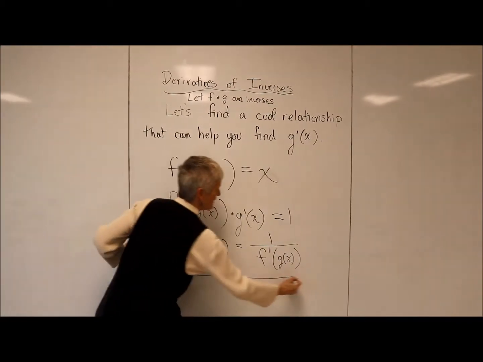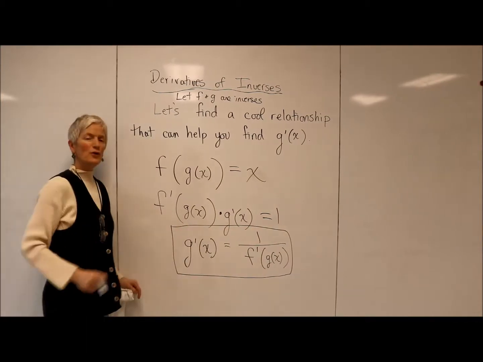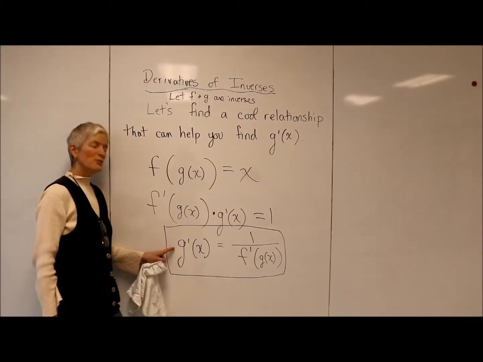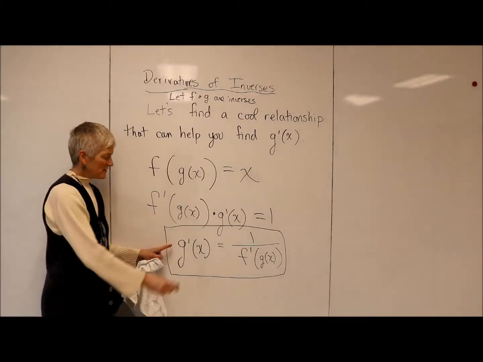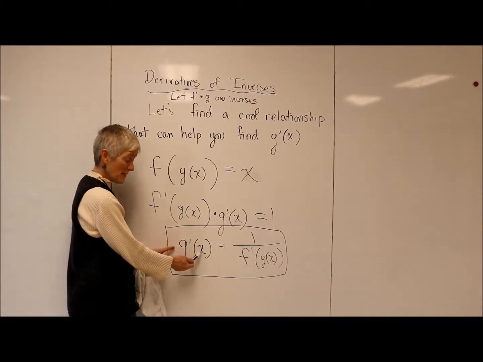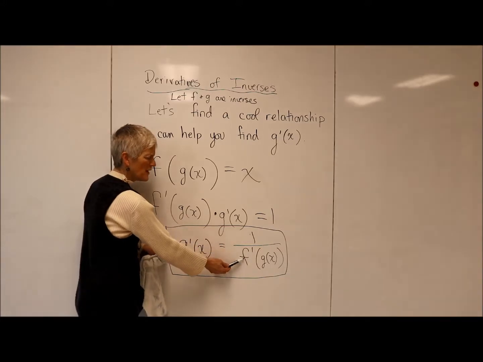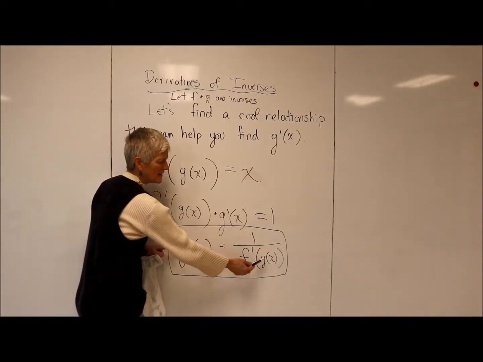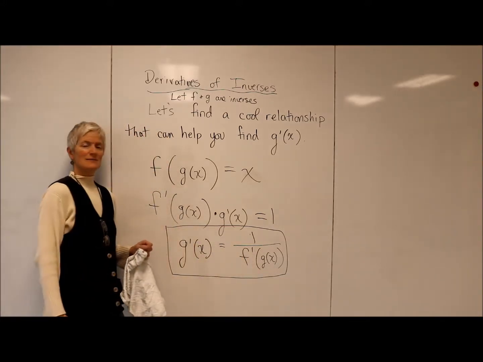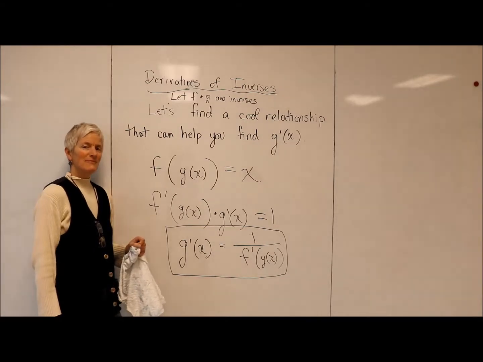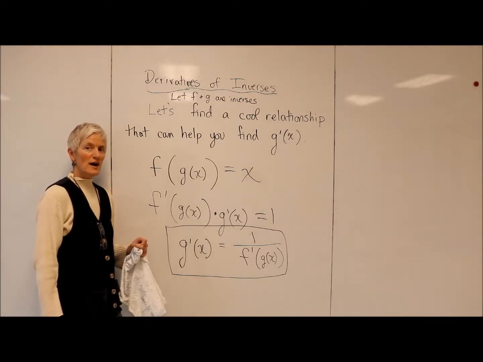And that is something that would be true for all derivatives of inverses. The derivative of an inverse at a point, or at an x, is going to be 1 over the derivative of the original function at g of x. Pretty cool. Should we try the one we just did?